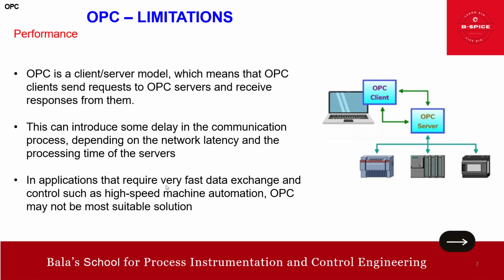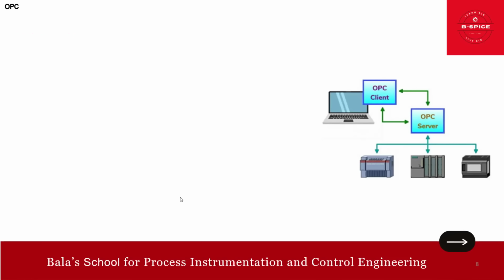In an application that requires very fast data exchange and control, such as high speed machine automation, OPC may not be a suitable solution. If you remember the previous section, we talked about this, friends, right? So I repeat again, in applications that require very fast data exchange, like motion control and robotics, OPC may not be the most suitable solution. Then just think about what we talked about, EtherCAT, right? That is one of the solutions for having very fast data exchange. You got it, friends? Good. So that is about the performance.